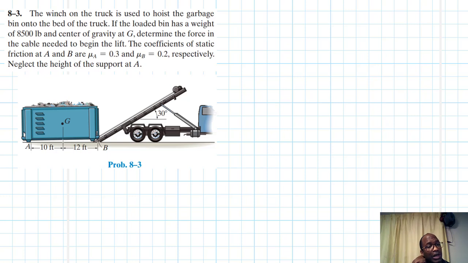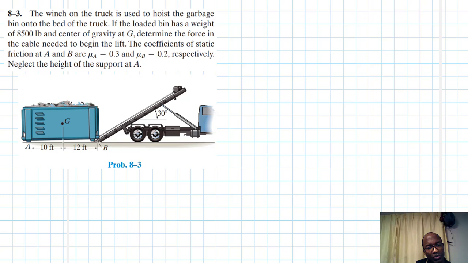The problem reads: the winch on the truck is used to hoist the garbage bin onto the bed of the truck. If the loaded bin has a weight of 8,500 pounds and center of gravity G, determine the force in the cable needed to begin the lift. The coefficients of static friction at A and B are mu A equal to 0.3 and mu B equal to 0.2 respectively. Neglect the height of the support at A.